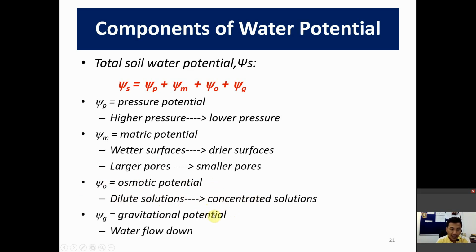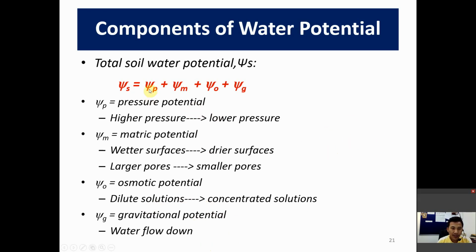The last component is the gravitational potential. This is according to gravity. So in any spot in the soil system, you will interface with the gravitational potential, of course. But the value itself totally depends on where you set up the reference base. If you pick some location above the reference base, this value will be positive. But if you pick some spot below the reference base, the number will be negative. So it totally depends on the reference base you pick.